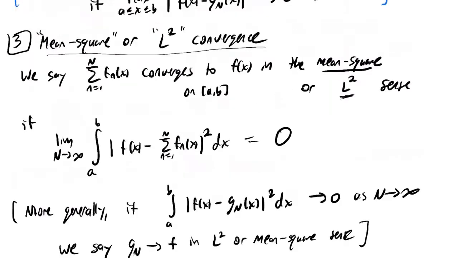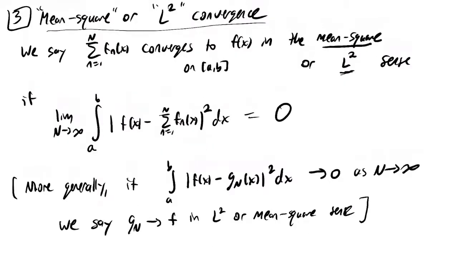Right, just as before, I just want to indicate that there's no reason why you have a sequence of partial sums here. You can replace it by an arbitrary sequence of functions and define the convergence in the same way. Right, so more generally, we've discussed 3 different ways for a sequence of functions to converge to our function f.